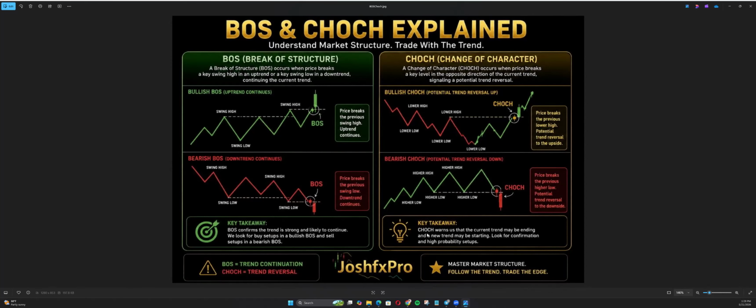So the key takeaway here is change of character warns us that the current trend may be ending and a new trend may be starting. So look for confirmations and high probability setups. So this now here, break of structure is the overall statement. Break of structure focuses on trend continuation, while change of character focuses on trend reversal.